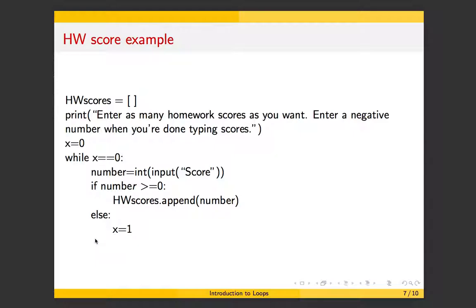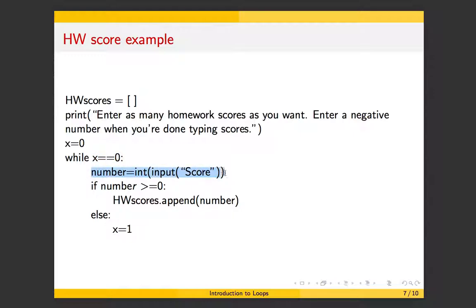Now you're at the end of the loop, so you come back up and you check. Is x still 0? Well, yes, it is, because if the user gave you a score that was 0 or bigger, you didn't change the value of x. All you did was throw a number into the homework score list. So if the user entered 7, then that 7 gets thrown in. The code in the loop is now done, so you jump back up and check. x is still 0, so this just repeats.